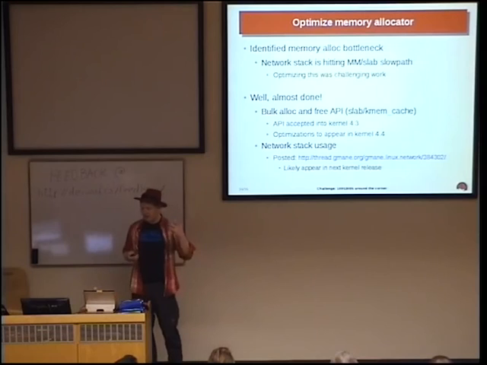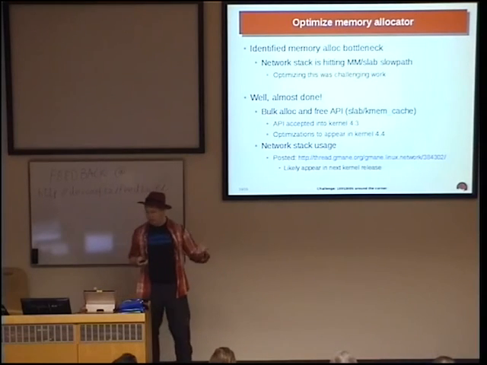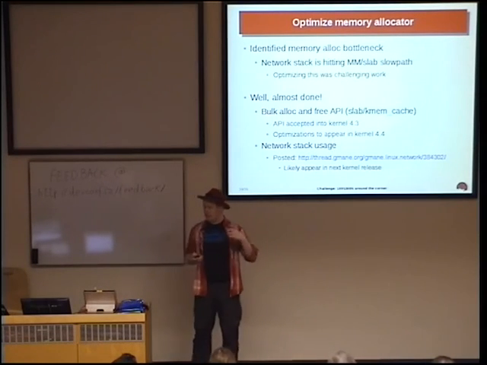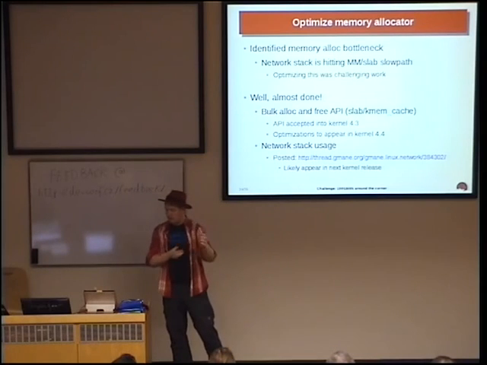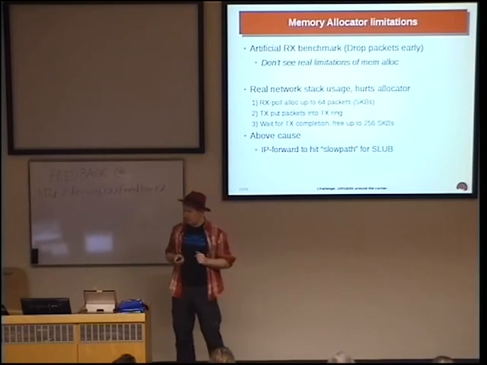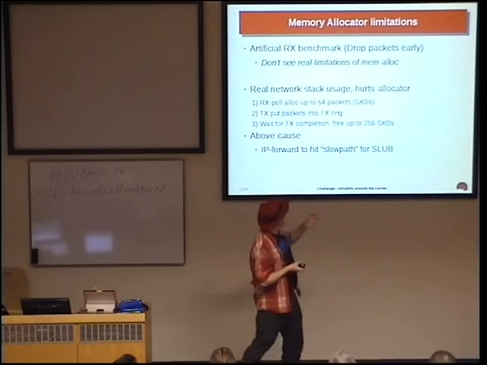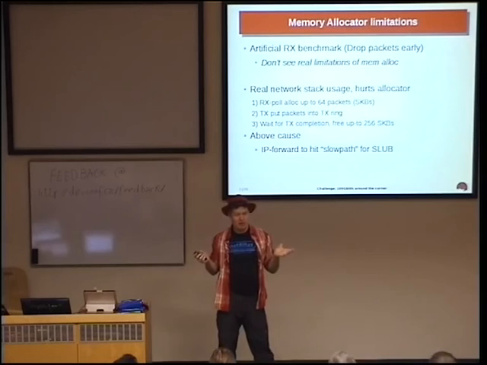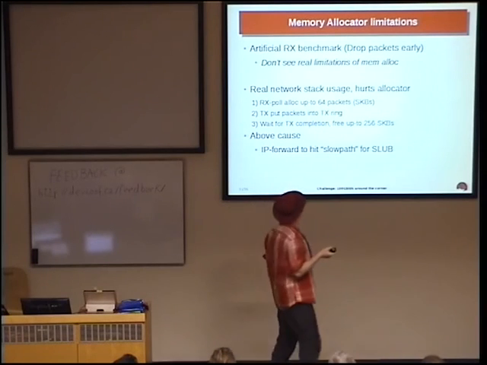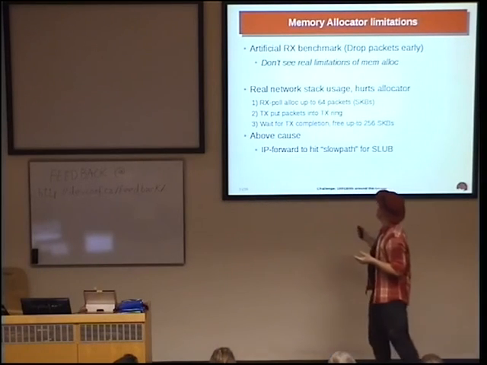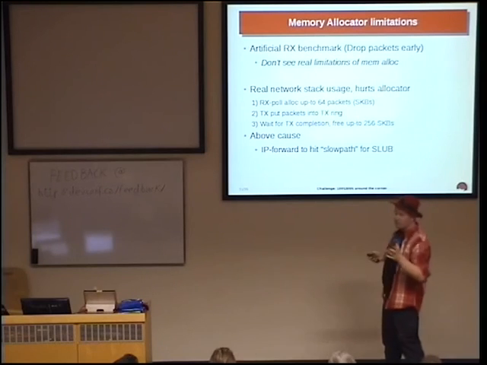So I identified that the memory allocator was a bottleneck in the network stack. The optimization is almost done, but I'll just explain to you what's going on. So we did this artificial receive benchmark, dropping the packets early, then we don't see the memory allocation problem. But in the real use of the network stack, it has too many outstanding packets.